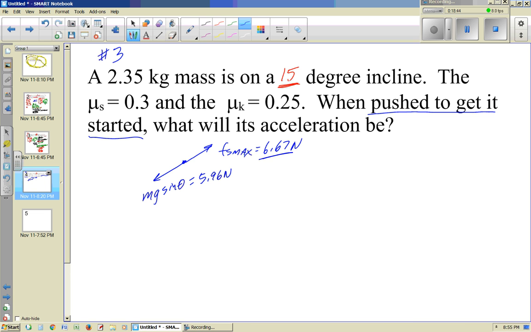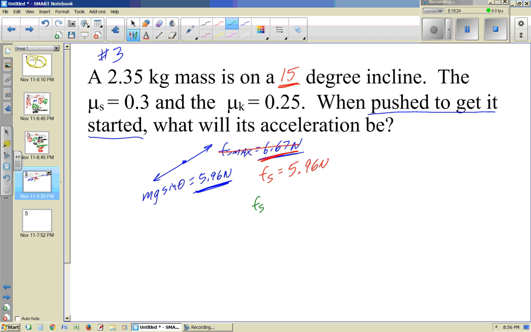Now that doesn't mean that because the F static max is 6.67, the downhill force is only 5.96. It wouldn't make sense for it to go uphill. The reason is this is the maximum force, but the static friction turns out to be less than that, because all it has to do is match the 5.96 newtons. So in this problem, we're not going to go through the whole thing in detail, we could do that same calculation of F static max.